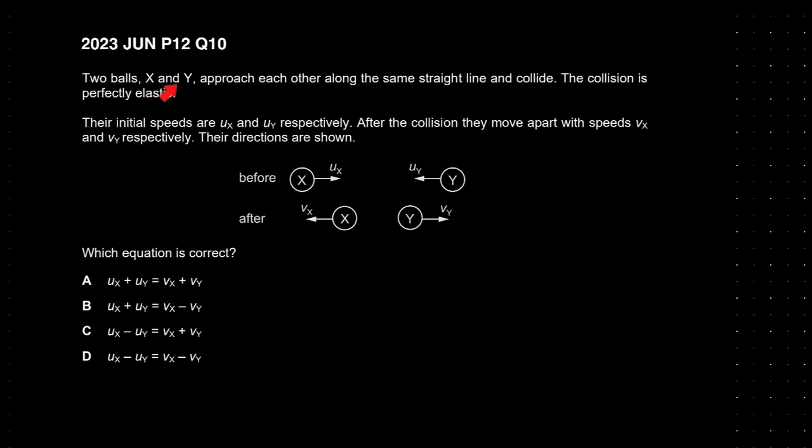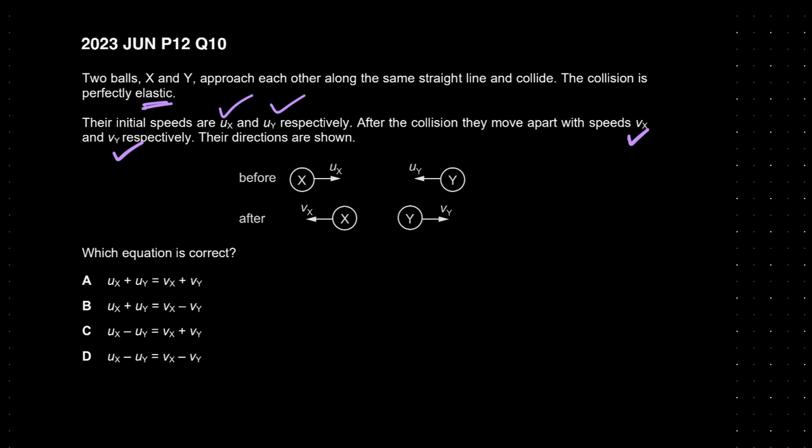Question number 10. Two balls X and Y approach each other along the same straight line and collide. The collision is perfectly elastic. Initial speeds are ux, uy respectively. After the collision, they move apart with speeds vx and vy respectively. Collisions are shown. Which equation is correct?